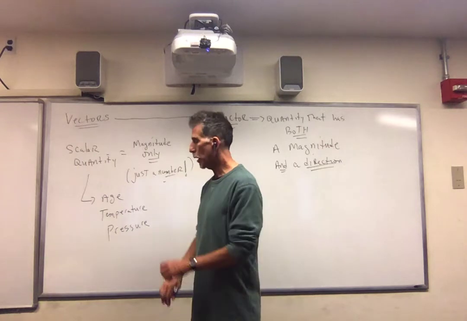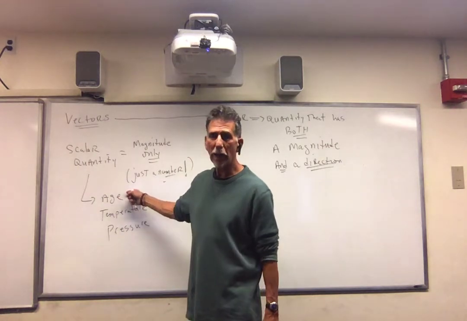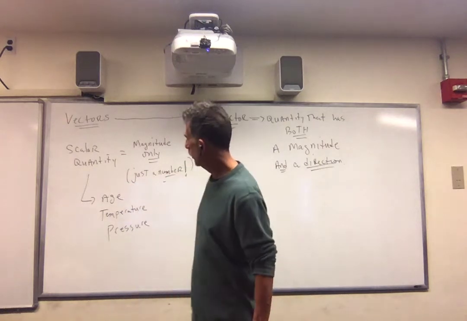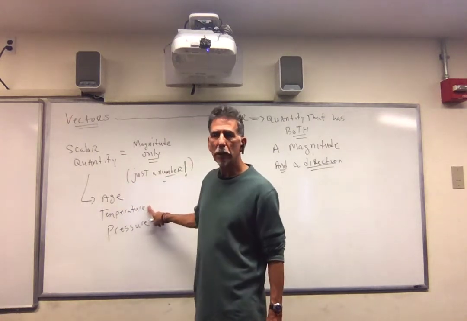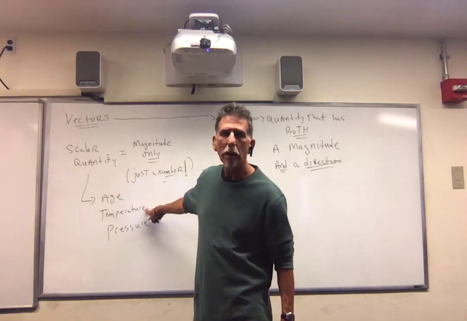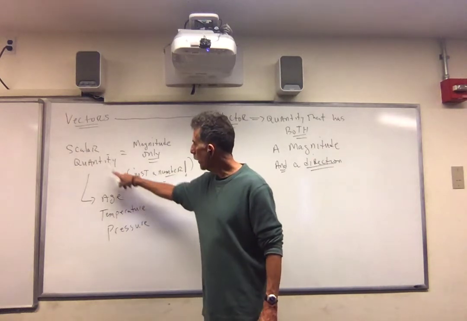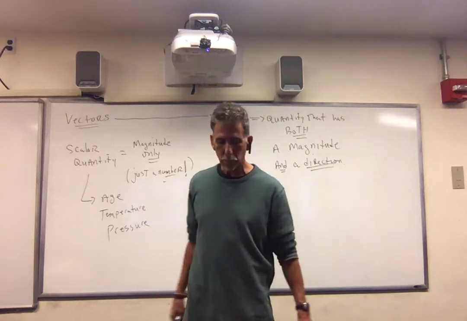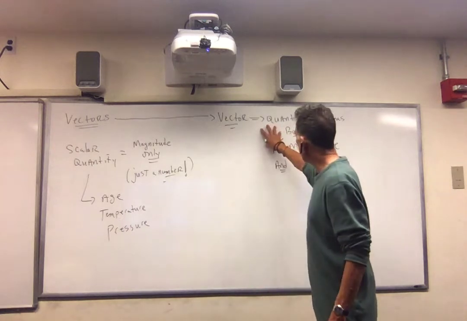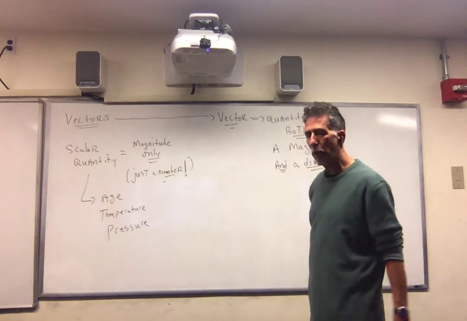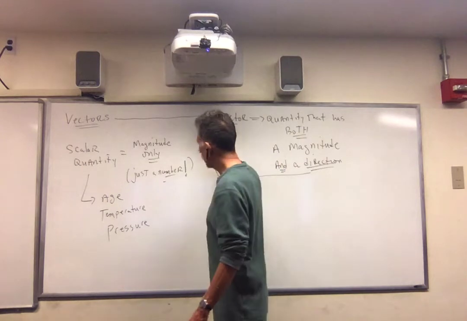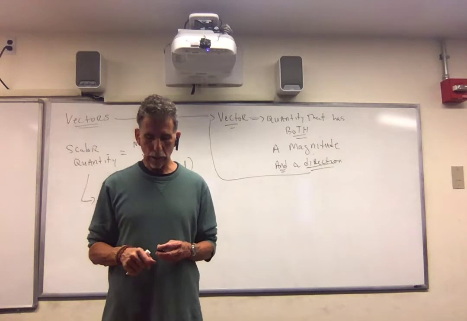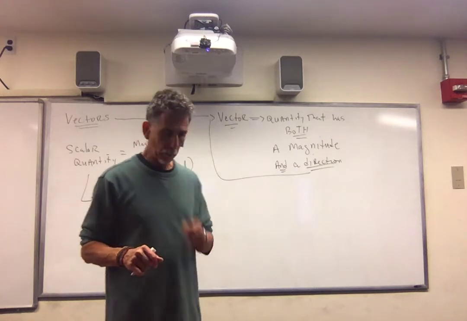And here I'll give you some examples. But again, you don't talk about your age being 23 years of age due north, or the temperature being 64 degrees in a southwesterly direction. So age is a scalar quantity, temperature is a scalar quantity, pressure, they're just numbers. A vector is a quantity that has both a magnitude and a direction. So let's give some examples in words, and then I'll give you explicit numerical examples of what we're talking about.